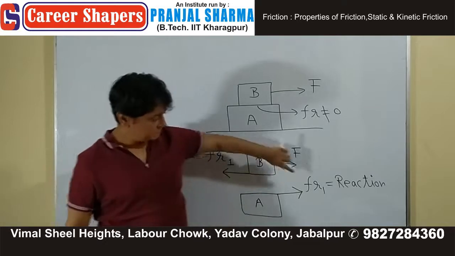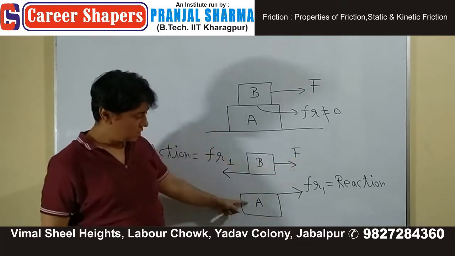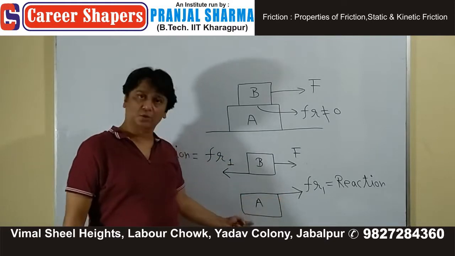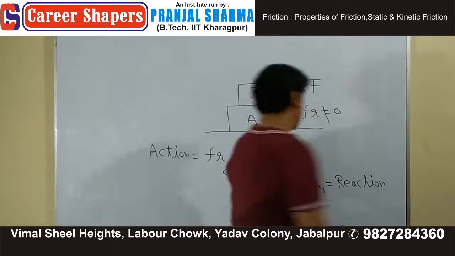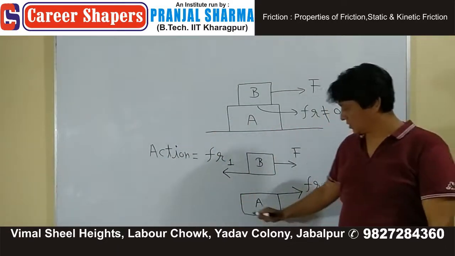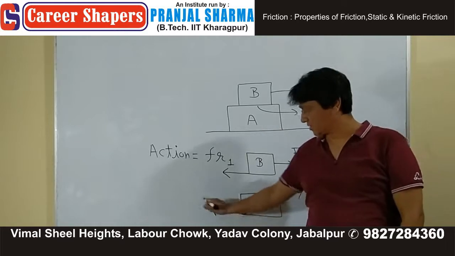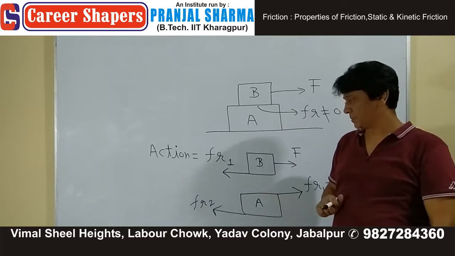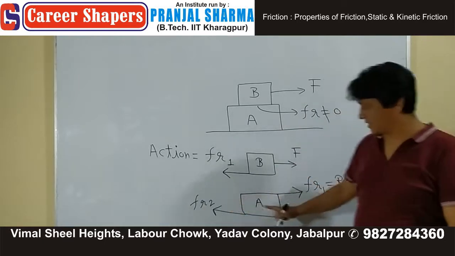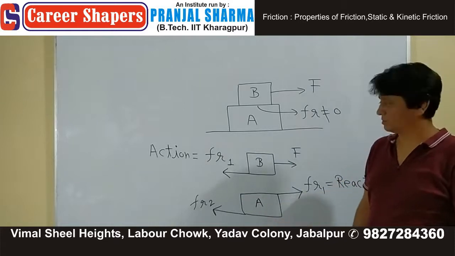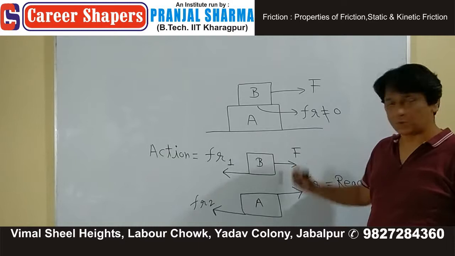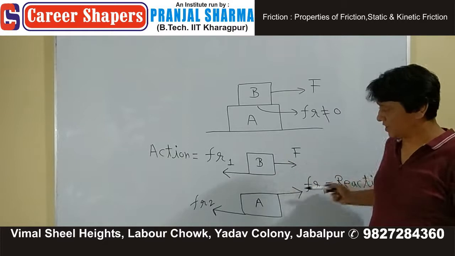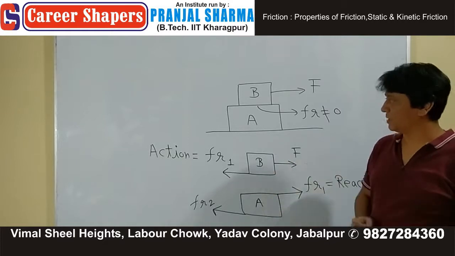Now with the help of this FR1, as this block A tries to move east with respect to the ground underneath, the ground opposes its relative motion by applying a force of friction in this direction. Let's call it FR2. So this is FR2, friction acting on A coming from ground. That's what I had asked you as the homework question: direction of FR1, FR2 acting on A and B.